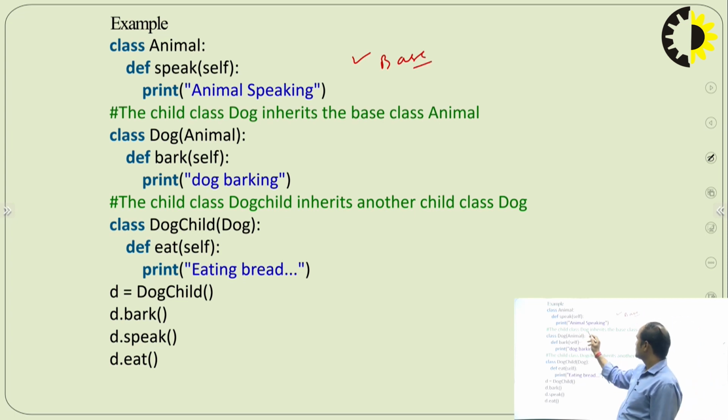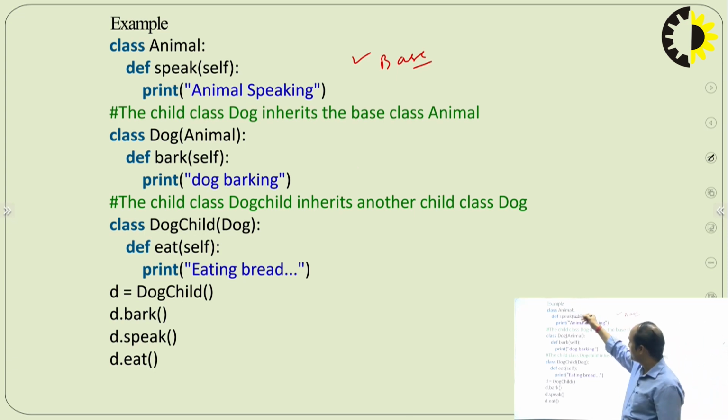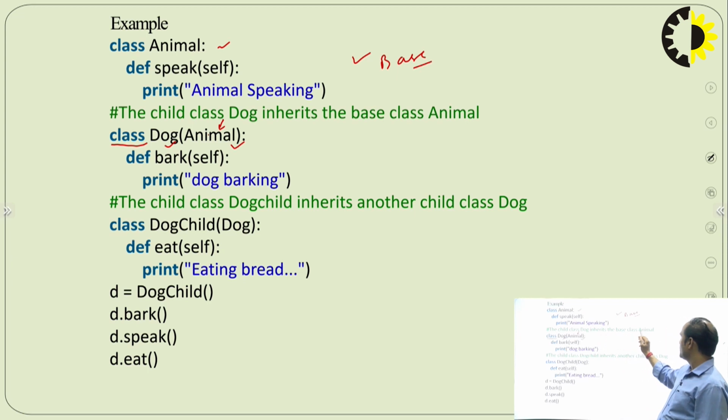And the child class Dog inherits the base class Animal. We can inherit the property of the Animal class into the Dog class. We create one child class, that is Dog, and we inherit the base class property into it. So we put the base class name in the brackets after the class name. Dog is the child class, and the base class is Animal. The child class Dog inherits the property of the base class Animal.